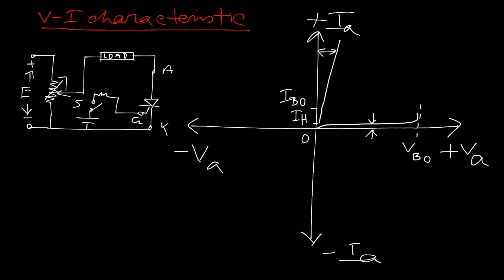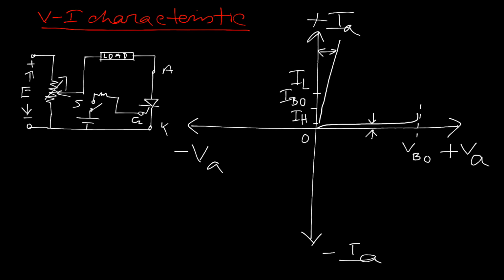But suppose at this particular point, when the device just starts conducting, we remove the voltage or decrease the biasing voltage. Then the device can be in the off state. That means the device will not reach the conduction state. So we can consider another current, defined by IL, which is called the latching current.